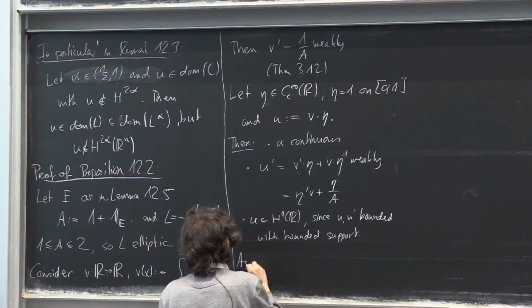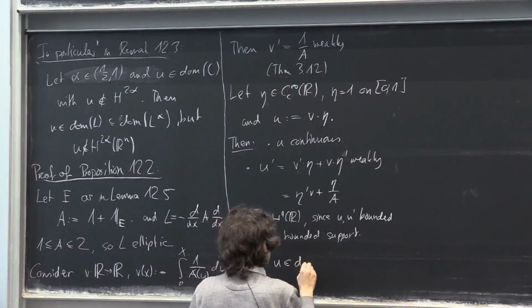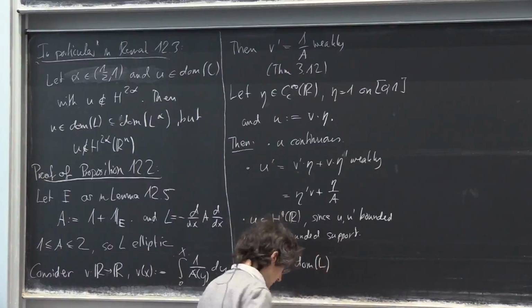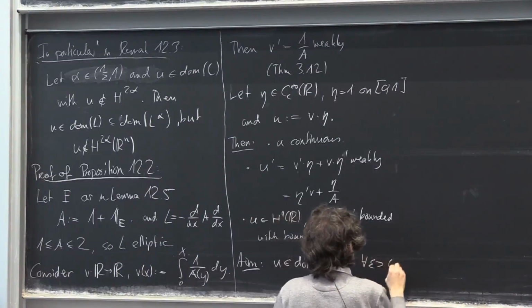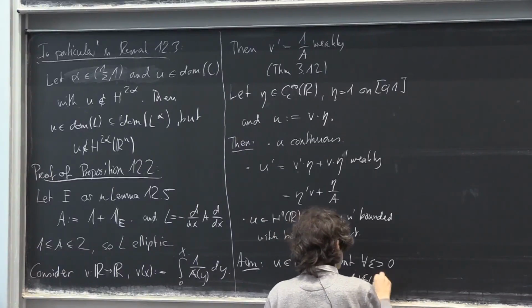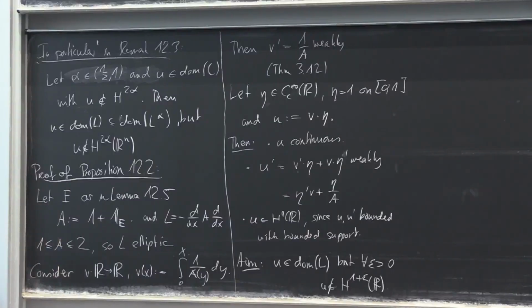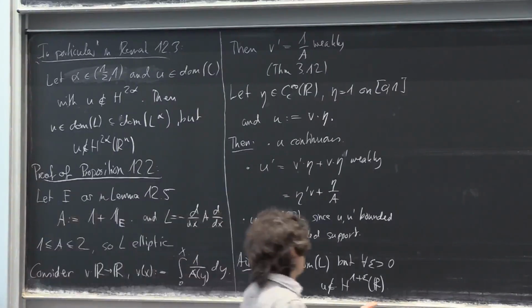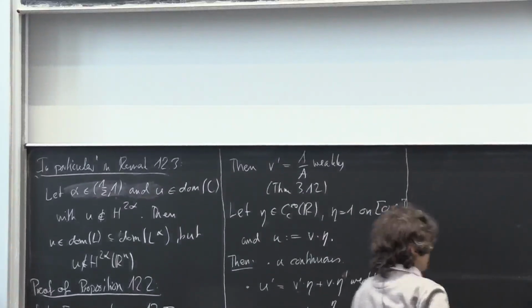And what we want to show is that this function u is the function we are searching for. So I claim this function u is in the domain of L, but for all epsilon positive, u is not in H^(1+epsilon). And once we have this, we've proved our Proposition 12.2.